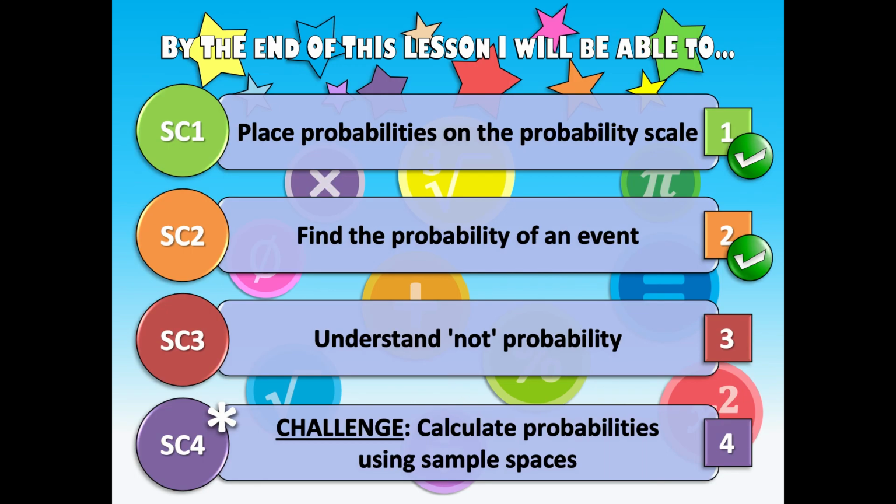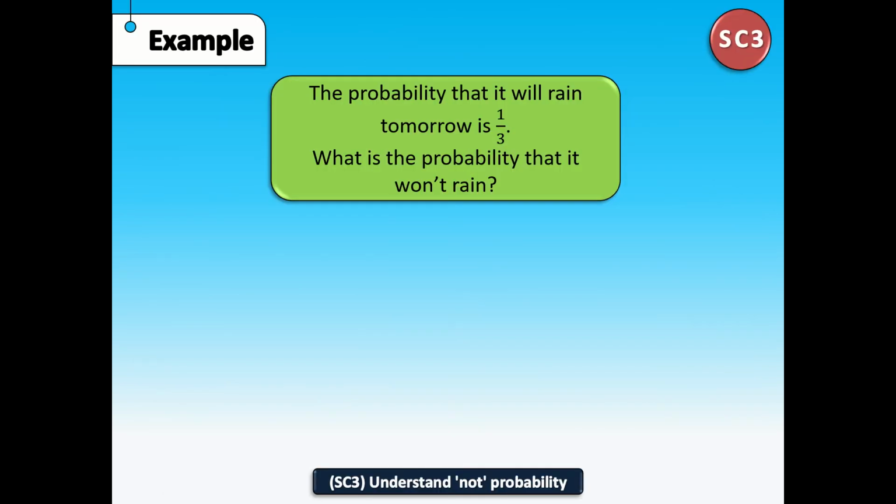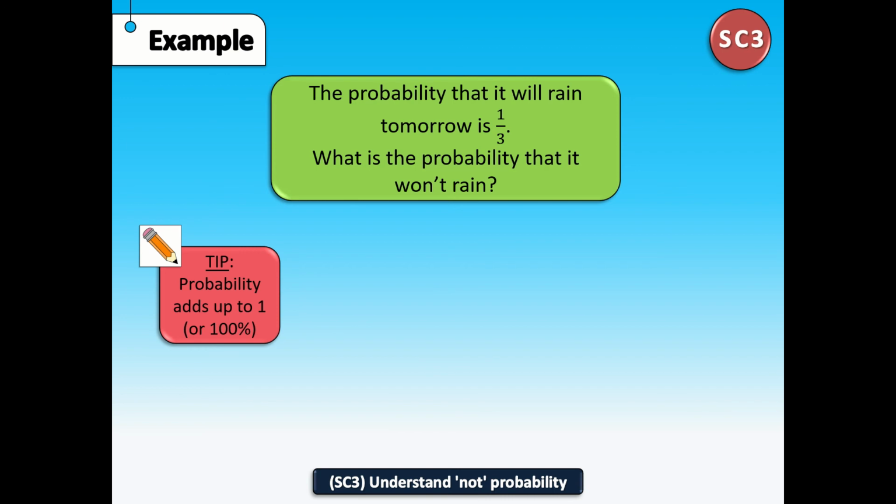So now we've completed success criteria 2. So now we're going to move on to number 3, and this is to understand not probability. So the probability that it will rain tomorrow is 1/3. So what is the probability that it won't rain tomorrow? So all probability adds up to 1. So if we want the probability that something doesn't happen, we take the probability that it does happen away from 1. So we do 1 take away 1/3, which is 2/3.